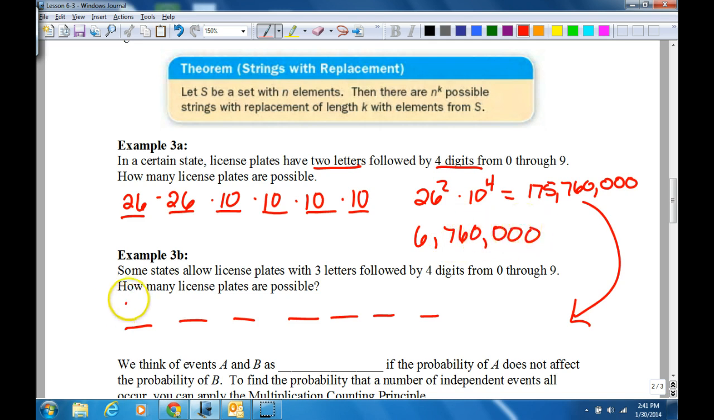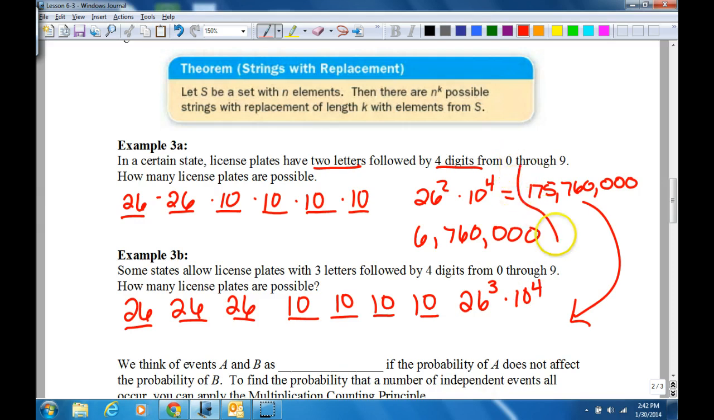But anyway, you're going to take 26 for 3 slots. And then 10 for 4, right? So this would have been 26 to the third times 10 to the fourth. Thank you for pointing that out. Okay? Any questions?